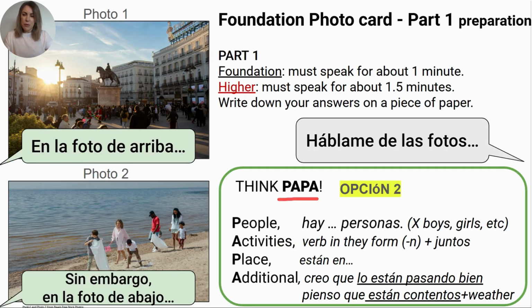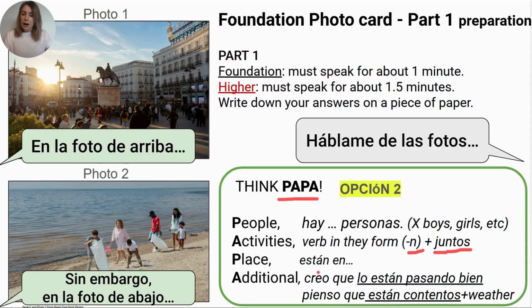For the activities they're doing, there's no need to use the continuous tense like they are doing. We can simply say the verbs in the they form in the present tense. Okay, that's also correct in Spanish. And if it's going to help you make fewer mistakes, then it's best to play safe. So instead of saying they are cleaning, we can say they clean the beach. That's fine. Okay, but it is in the they form, so there's an N at the end. And say juntos, they're doing this together because it sounds much, much better. Say 2 things for foundation, 3 things for higher.